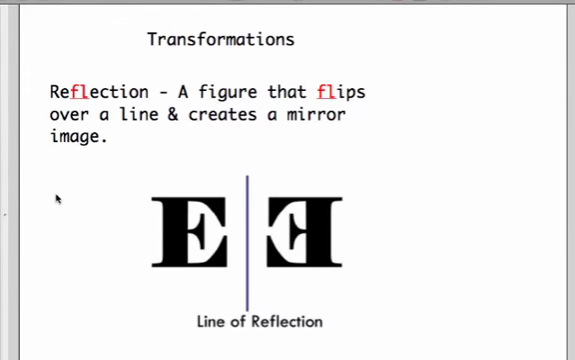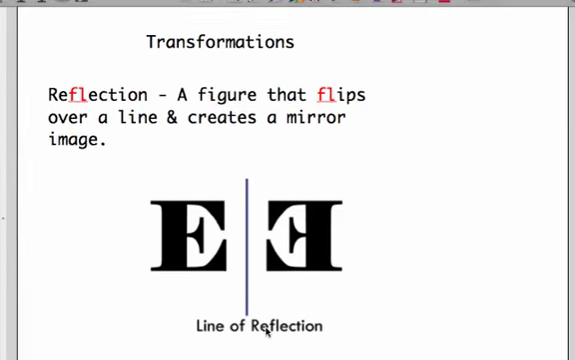Alright, the last transformation we're going to look at is a flip or a reflection. The big word for it is reflection. It's a figure that flips over a line and creates a mirror image. So you can see here, my E is an example of a reflection. Okay, so that was just reflected over this vertical line right here. And we call that line the line of reflection.